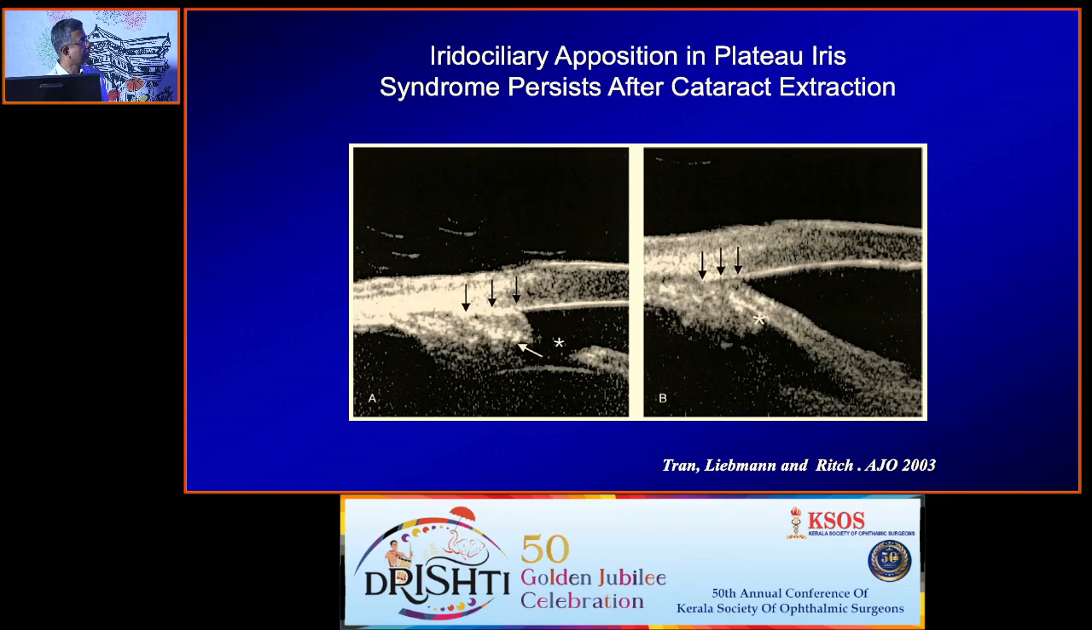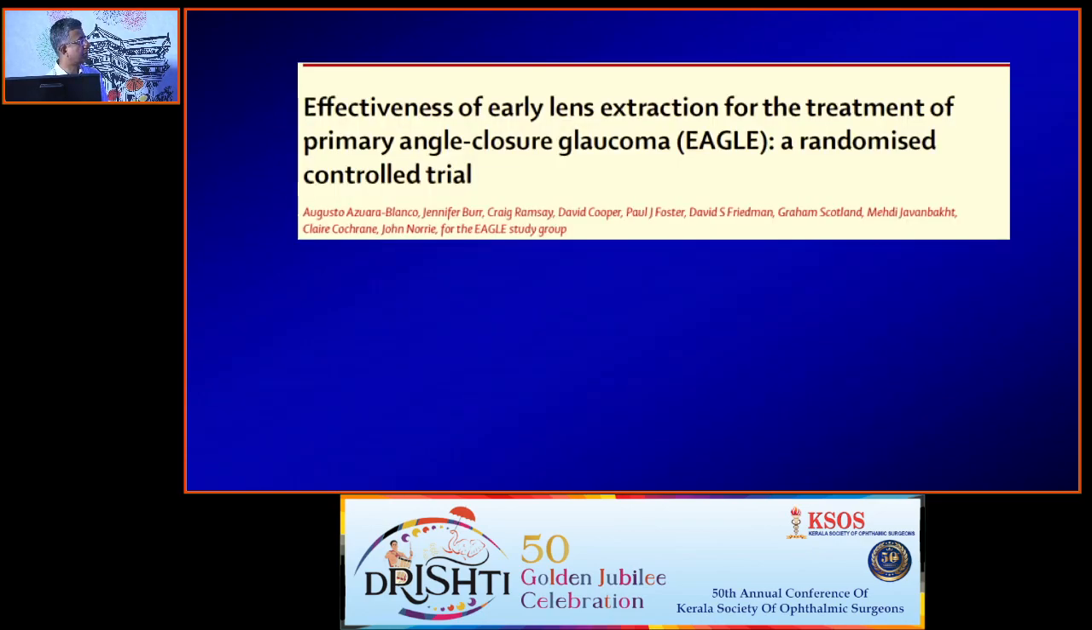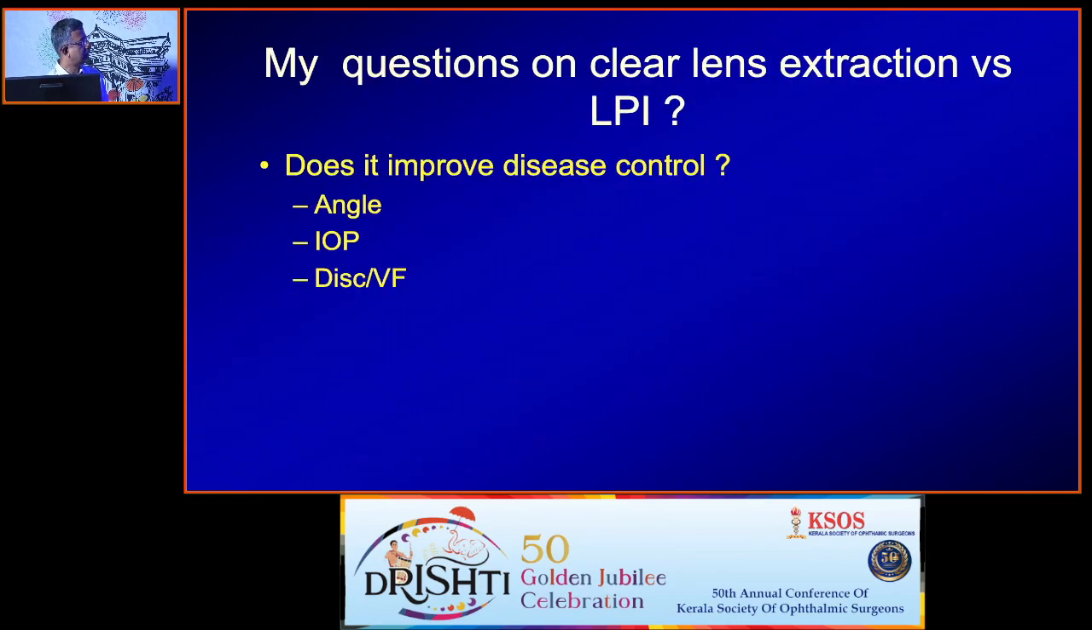The same situation appears in primary angle closure glaucoma. Occasionally, of course, you do get persistent apposition in plateau iris even after cataract extraction, and that's usually because of the presence of iridociliary cysts. Most of the time, cataract extraction does open up the angle. So this study was done to look at the effectiveness of early lens extraction for the treatment of PACG. And it's the EAGLE study.